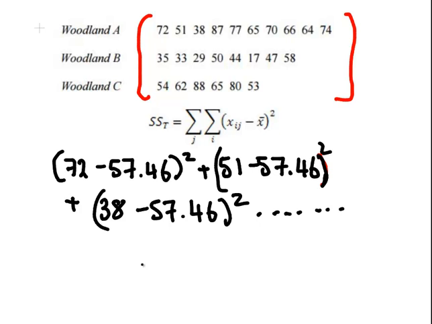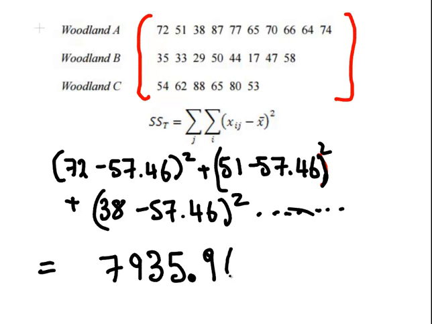Now, when you work that out, what do you get? I'll just get my notes up and running. The sum of squares total is 7935, or actually we just rounded up to 7935.96. That is SS total.